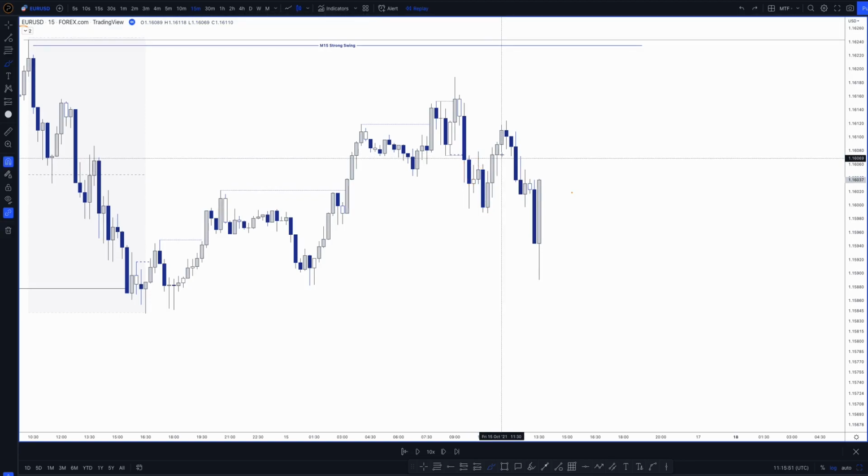Okay, and this is where structure, remember, change of character, fractal structure, it's the most aggressive type of structure. And you will see those breaks happen in a lot of instances.